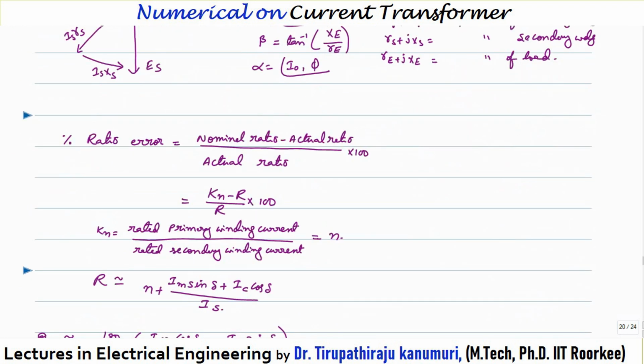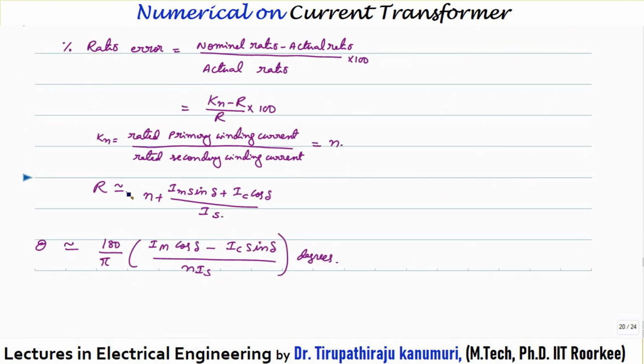We have seen in lecture number 50 that this is represented by ratio error. Ratio error is the nominal ratio minus actual ratio divided by actual ratio into 100, or Kn minus R by R into 100, where the nominal ratio is the rated primary winding current divided by rated secondary winding current. In most cases it will be equal to N, and sometimes it may not be equal to N. If you substitute, R will be N plus Im sin delta plus Ic cos delta divided by Is, and similarly the phase angle is given by 180 by pi into Im cos delta minus Ic sin delta divided by N times Is in degrees.